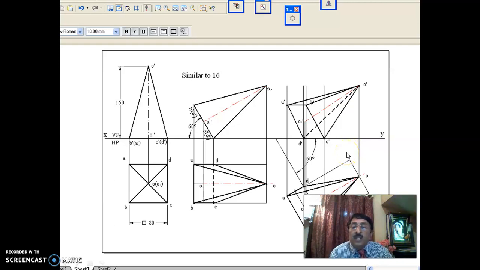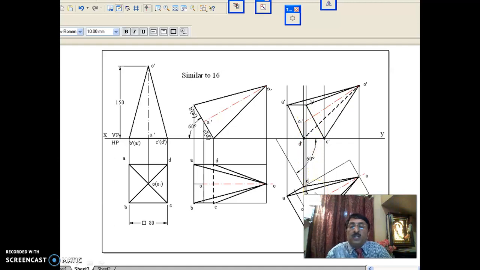The problem now says a square prism of sides 80 and 150 has one of its base edges on HP with base inclined at 60 degrees to HP, and the edge on which it is resting, that is CD, is inclined at 60 degrees to VP. For this position, when it is in this complex position, we have drawn the front view and the top view, and the front view looks this way and the top view looks this way.